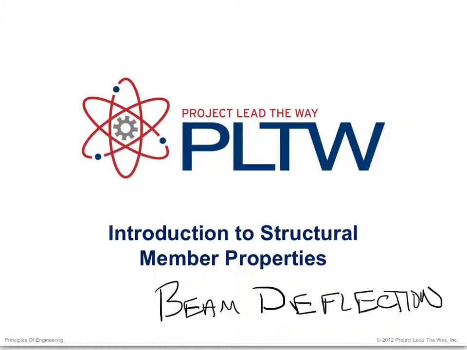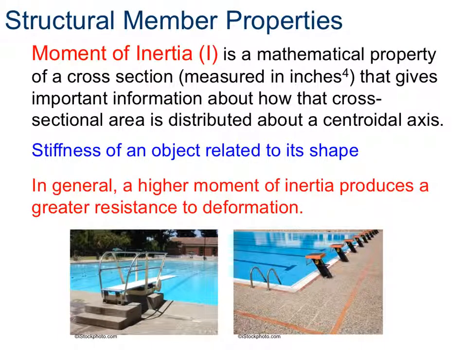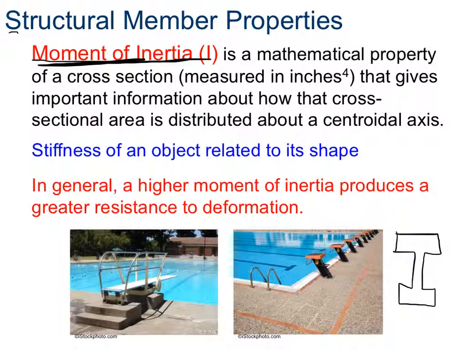All right, so when we're talking about beams, one of the big things that we're going to be talking about is the moment of inertia. Basically, the moment of inertia gives you information about how the cross-sectional area is distributed across the centroidal axis. Remember we were talking about if you cut something in half, you would get shapes like this, and then they had the C channel. Remember, centroid is the center of an object, okay?